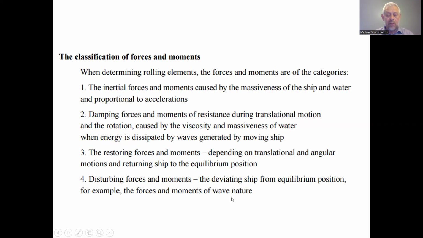For example, the forces and moments of wave nature. Yes, sometimes ship heeling, pitching, and vertical rocking depend on the waves.